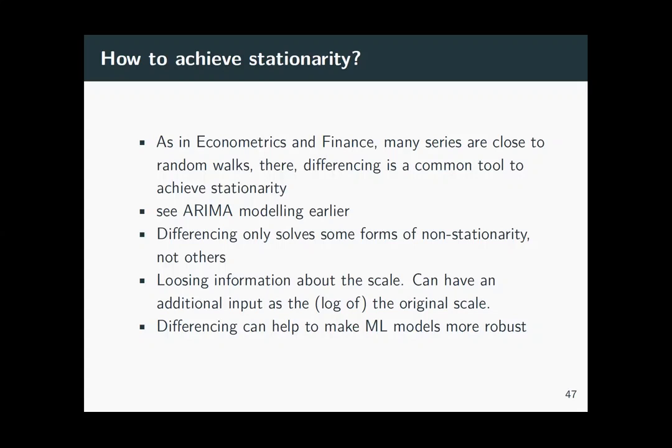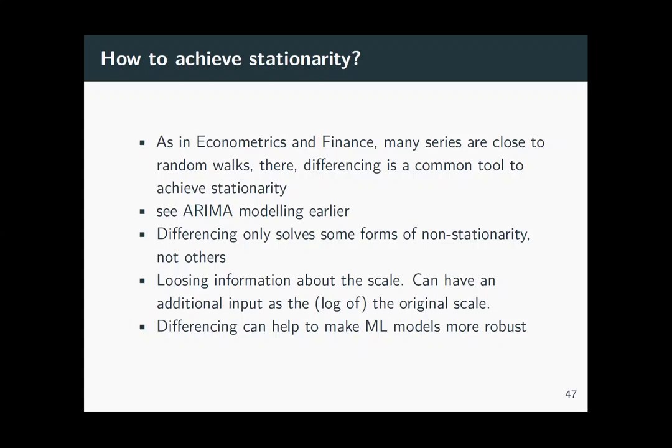So how to achieve stationarity? Or how to deal with non-stationarity, right? In economics, econometrics and finance, many series look like random walks. So that's why differencing is the common tool there to achieve stationarity. We've seen the ARIMA model earlier that does differencing. And differencing is often seen as a way to deal with non-stationarity. But it only solves certain forms of non-stationarity and not others.